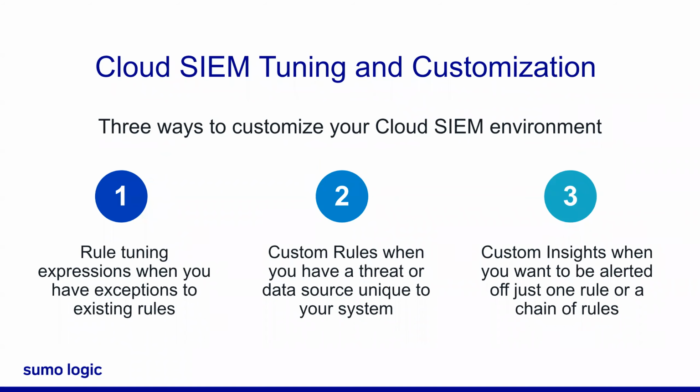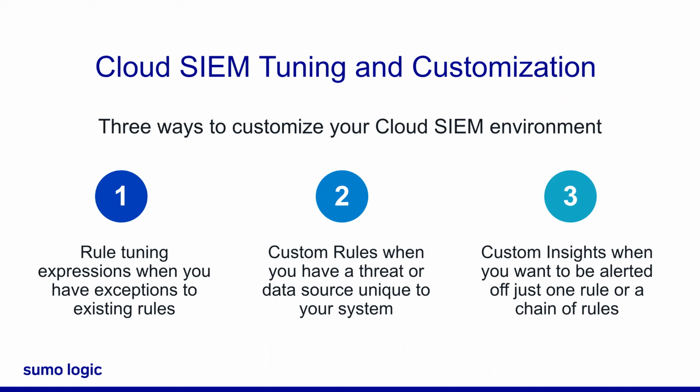All right, and then finally, just in regards to the Cloud SIEM's out-of-the-box rules, there are really three simple ways to customize the Cloud SIEM rules and insights. The rule tuning expressions, which are those simple ways to add small exceptions. The custom rules that let you write logic that's unique to your system to cover threats or data sources that aren't covered by built-in rules. And then finally, those custom insights that we just talked about that allow you to get alerts based on just one rule or chain of rules.